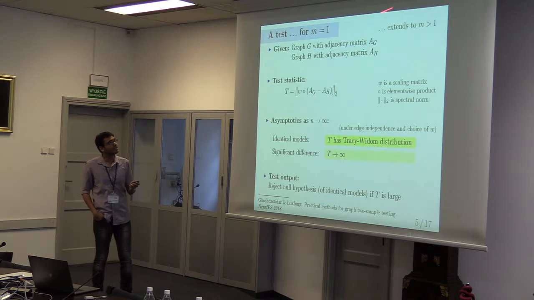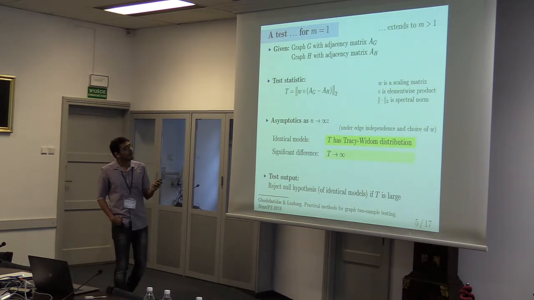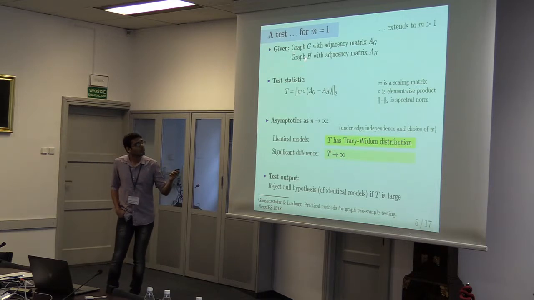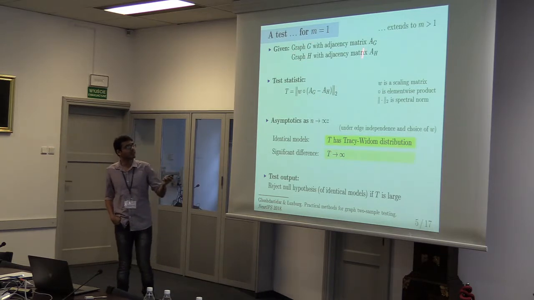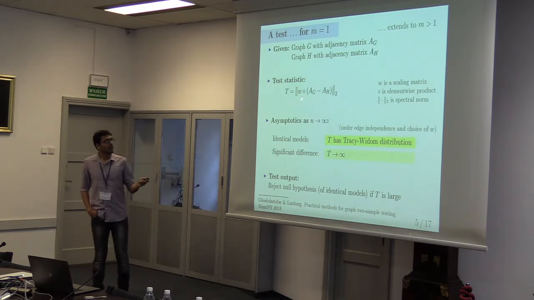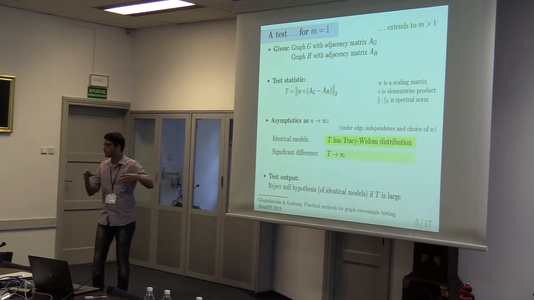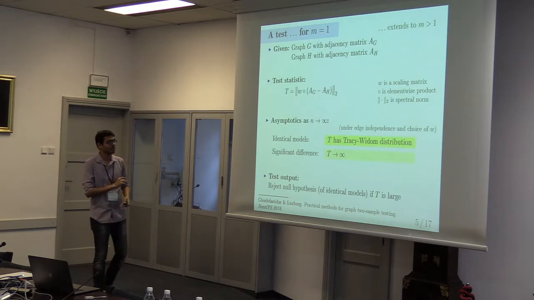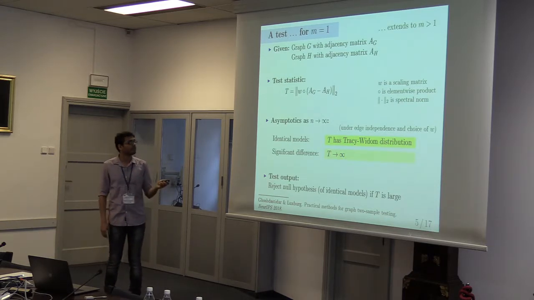So here is one test which works even when we have one observation, and it extends to more than one observation as well. So what we have is two graphs, G and H. We observe their adjacency matrices, A_G and A_H. And since we are working in this situation where we have a common set of vertices, all we have to do is just compare the adjacency matrices. The question is in what aspect should we compare them?